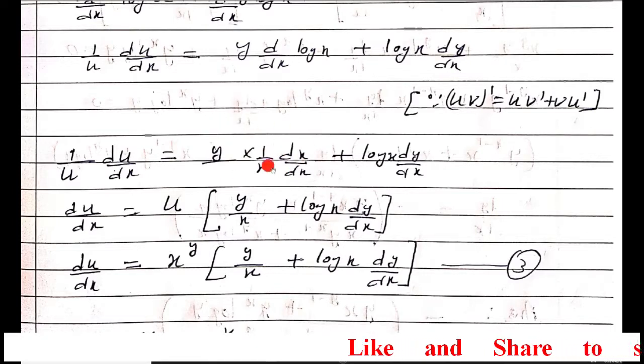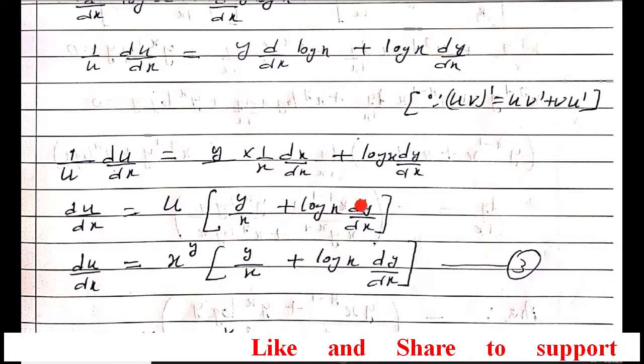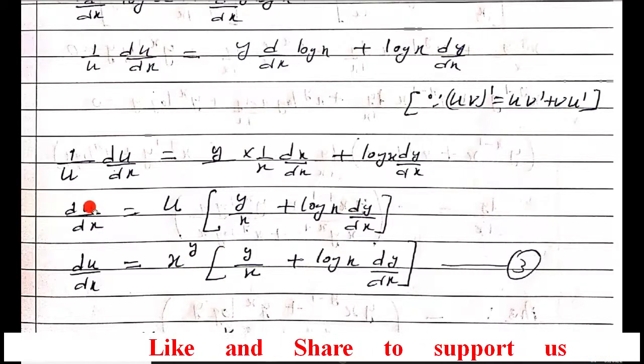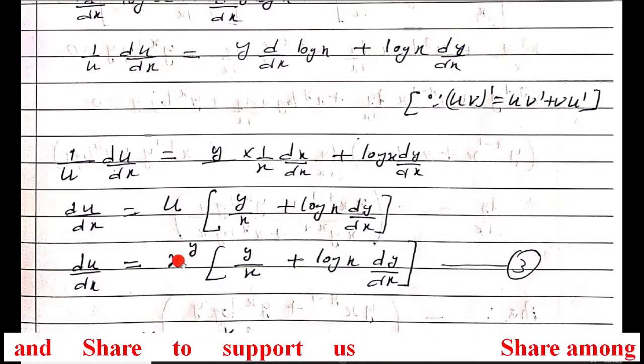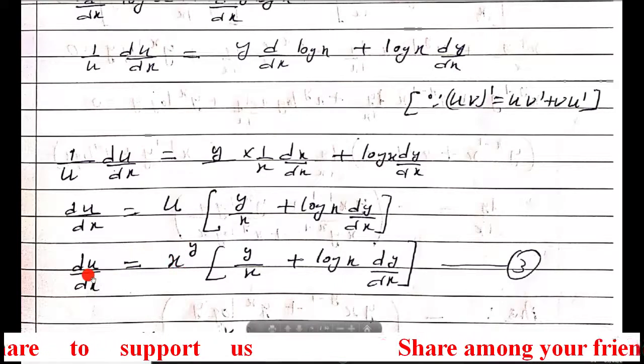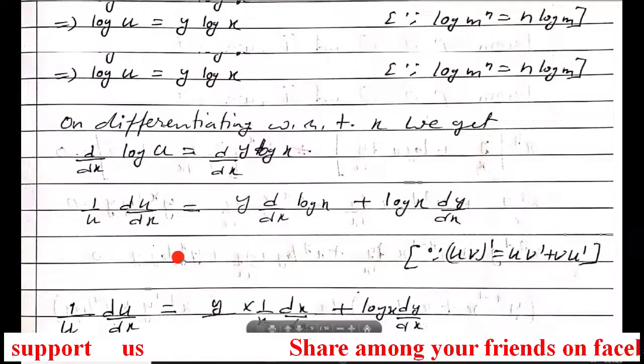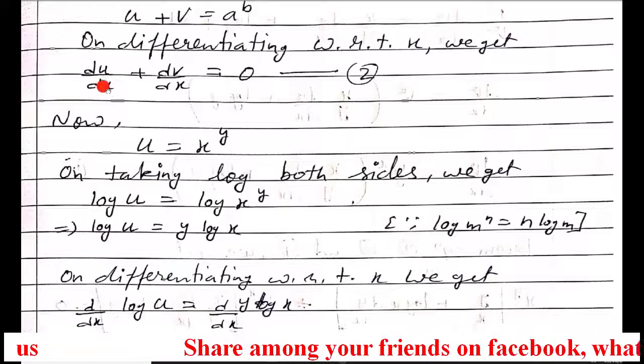So the answer of this term is y upon x and this term as it is. So this is the value of du over dx which we calculated. Now here I replace the value of u, that is x to the power y. So why did we calculate this du over dx? So that in equation second we can replace it.